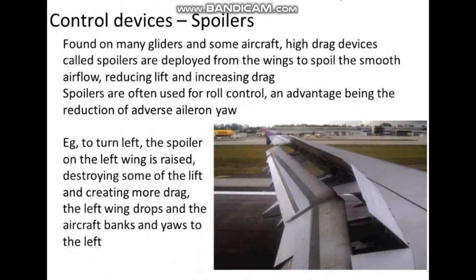The third thing that will prevent the adverse yaw is the spoiler. The spoilers found on many gliders and some aircraft are high drag devices called spoilers, deployed from the wings to disrupt the smooth airflow, reducing lift and increasing drag. Spoilers are often used for roll control, an advantage being the reduction of adverse yaw or adverse aileron yaw. For example, to turn left, the spoiler on the left wing is raised, destroying some of the lift and creating more drag. The left wing drops and the aircraft banks and yaws to the left.